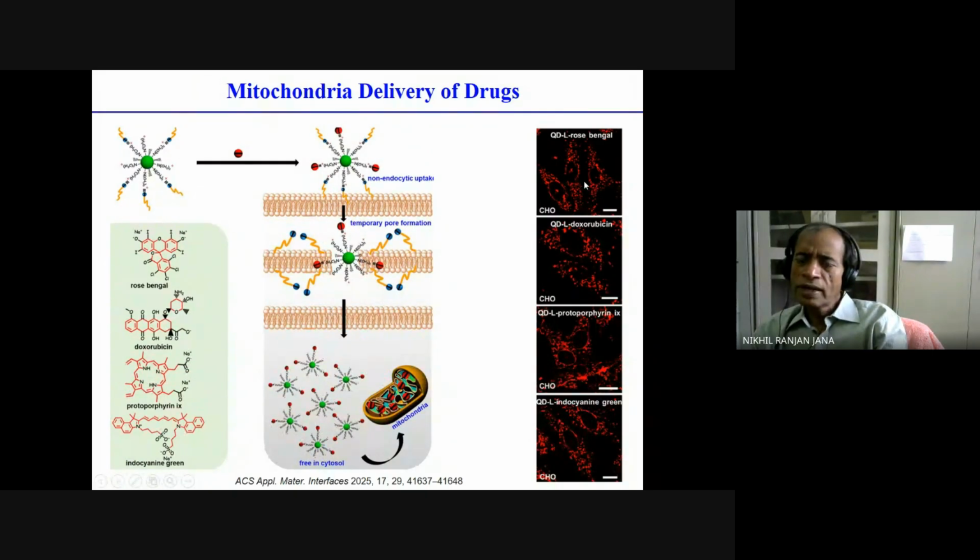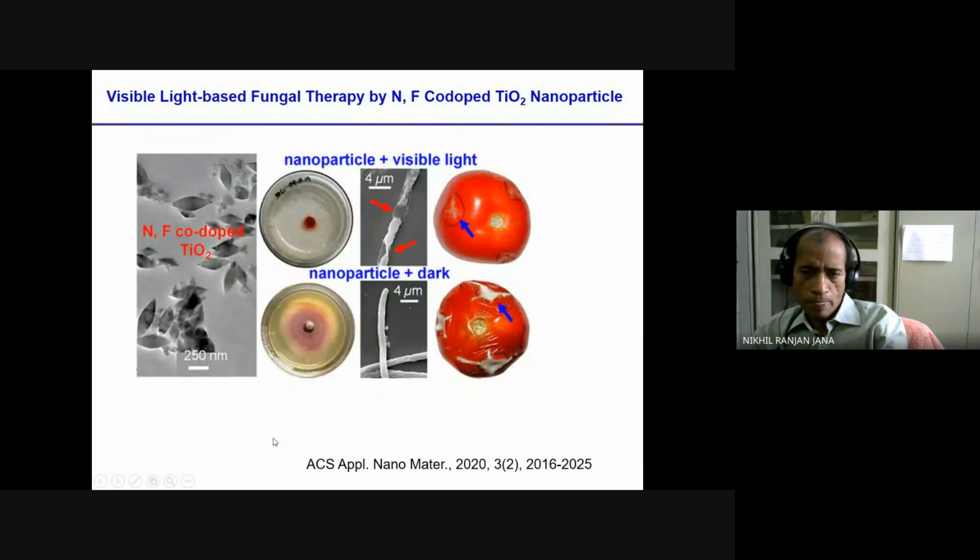You also need to deliver drugs into mitochondria. This is an example of how you design carriers and load your small molecule drugs in carriers and then deliver them into mitochondria for more efficient therapies.